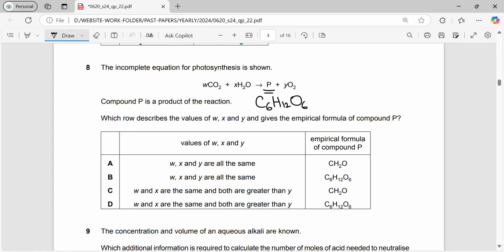So the empirical formula of compound P, we can simplify it by dividing by 2 or by 6. We can do it. So 6 ones are 6, 6 twos are 12, and 6 ones are 6. So the empirical formula of the compound is CH2O. So the answer could be A or C.